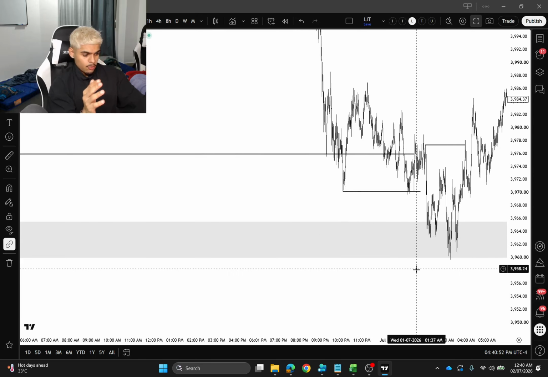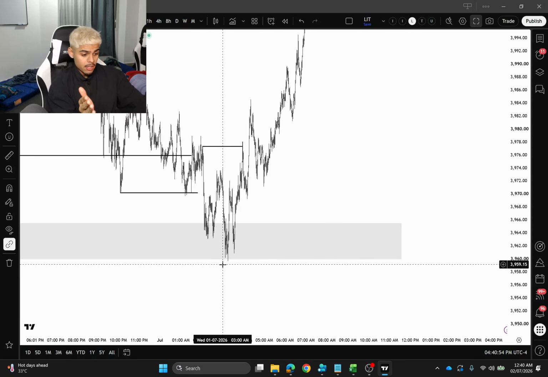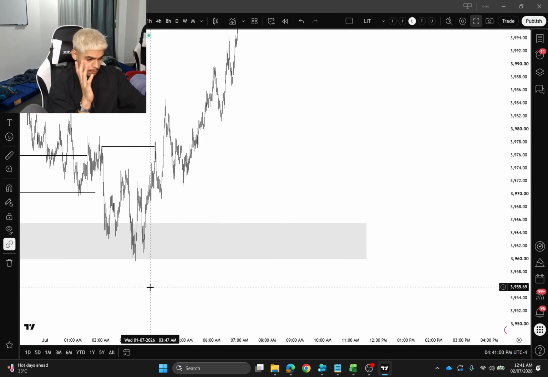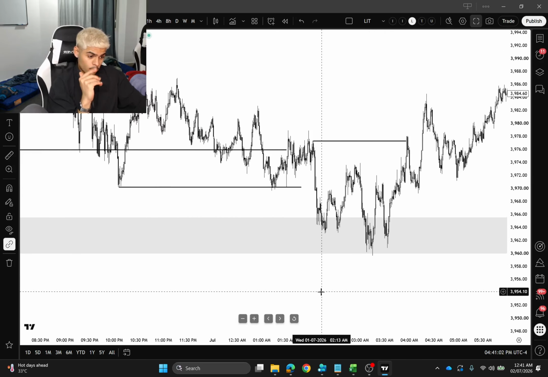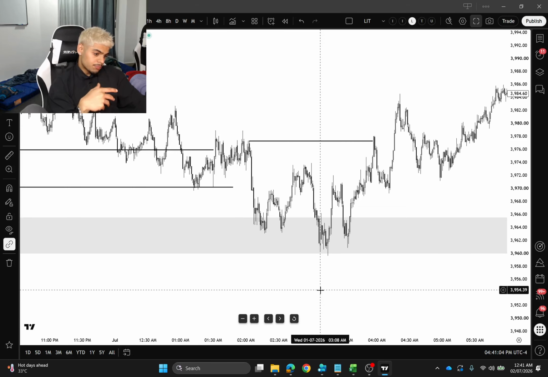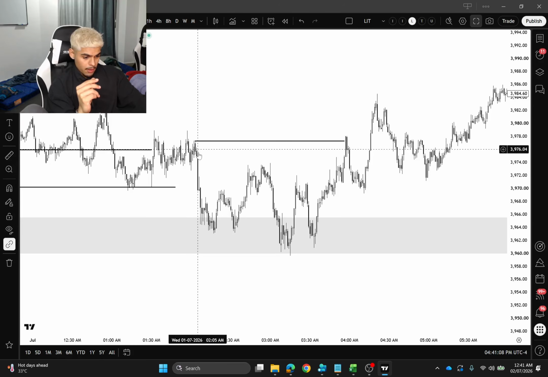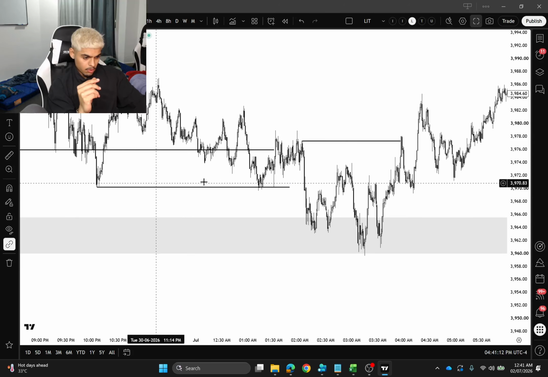Yes, if you want to be aggressive, you can just take your entry right here and put your stops all the way down. That would be almost like, I think, 9 to 10 points of stop loss. Okay, that is fine too. But if you want to try to snipe the entry, this is the high that broke. This is the point from where the market started sweeping all these lows.